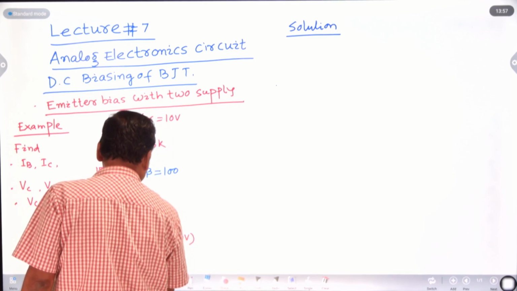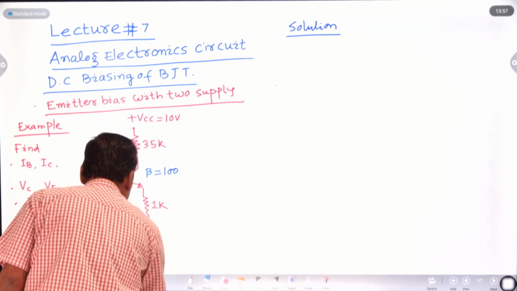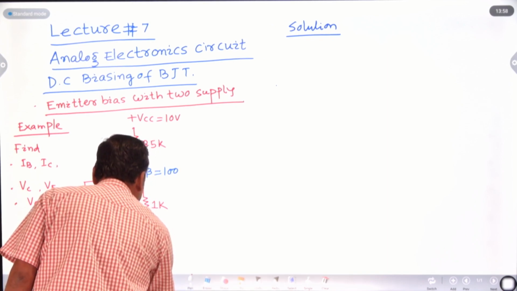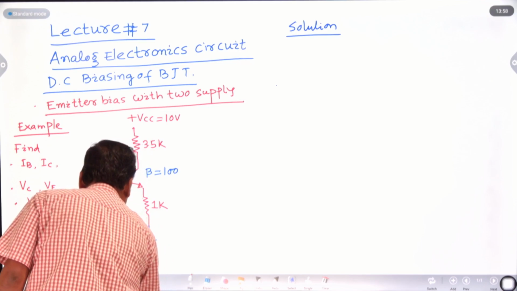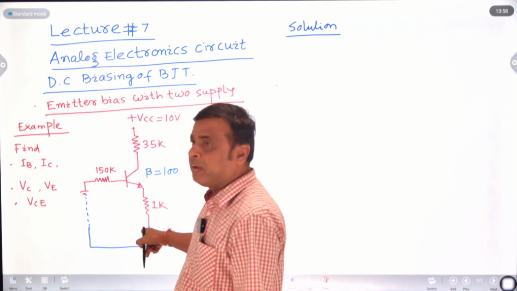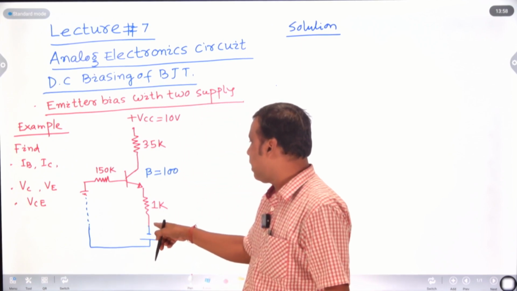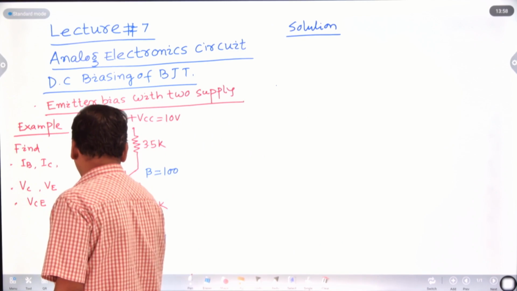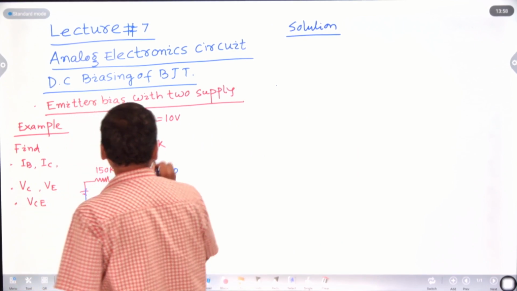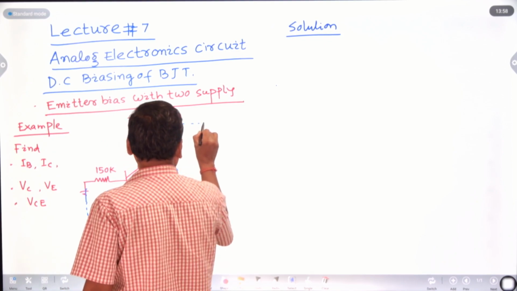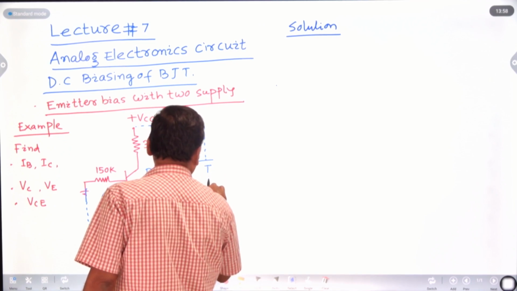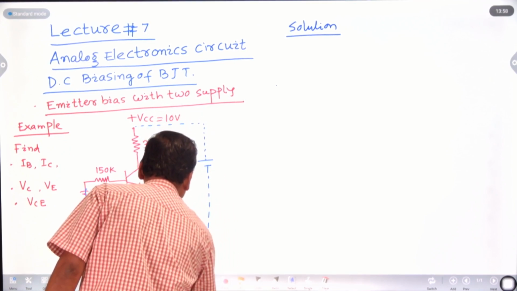This is the plus terminal and this is the minus terminal, and we can say this is 10 volt. In place of minus 10, I can make a loop here so that it is easy for you to apply Kirchhoff's voltage law like this. Similarly, plus 10 volt here: this is the plus terminal and this is the minus terminal, and you can make a loop here like this.